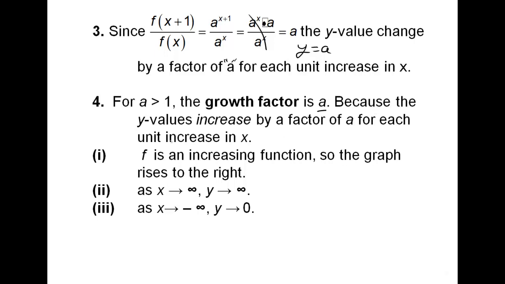And if a is between 0 and 1, it's a slightly different property. So let's look at this one first. When a is greater than 1, we know f is increasing. So the graph rises to the right. So as x gets bigger, y gets bigger. As x gets smaller, y goes to 0.